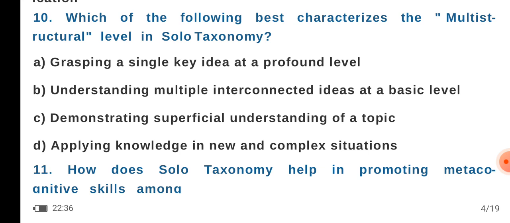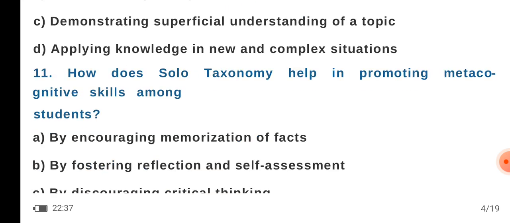Okay, the correct answer in number 10 is letter B, understanding multiple interconnected ideas at a basic level. The explanation is the multi-structural level in SOLO taxonomy involves understanding multiple interconnected ideas at a basic level, representing a foundational understanding of the topic. Let's proceed to number 11.